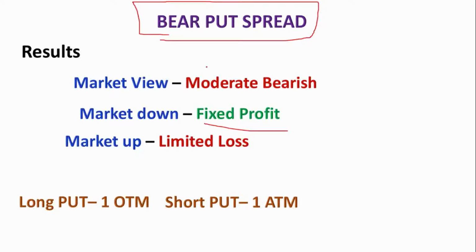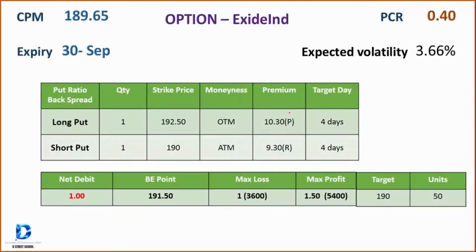Here I used two legs. One is the long put, where I selected an OTM, out of the money, strike price. The other is the short put, where I selected the at the money strike price. So let's see how I customized my strategy. As I said before, I used two legs.